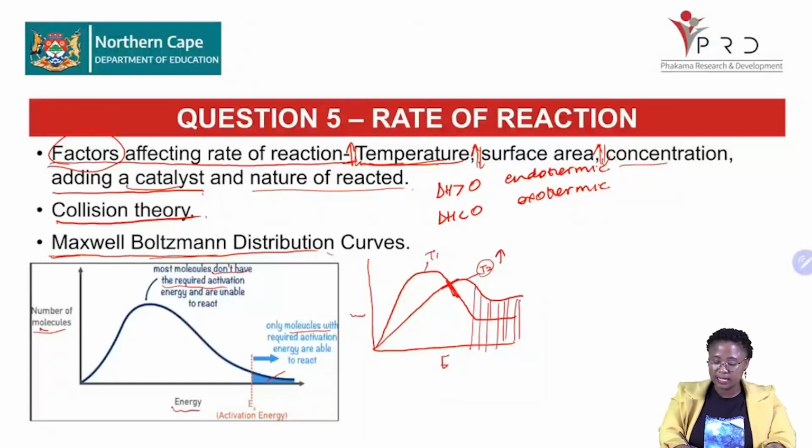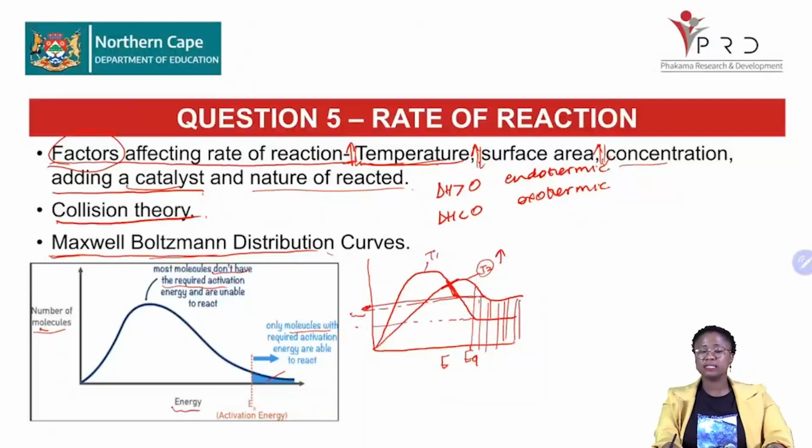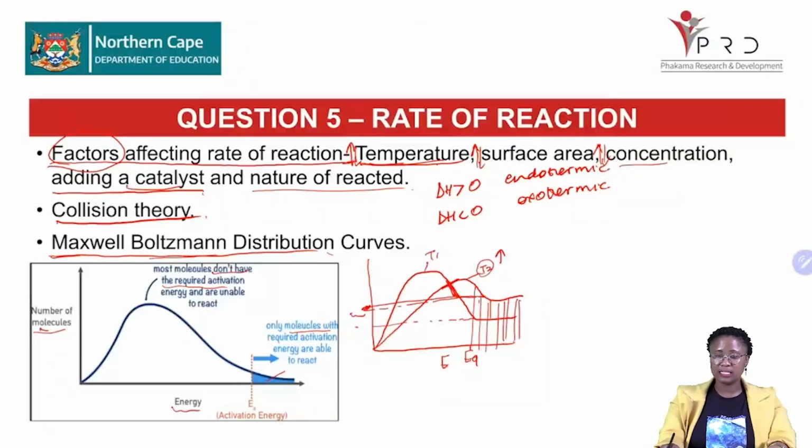To react. Remember, we are always looking at the shaded area. If you compare the shaded area here and the shaded area there, you can see the one with the highest number of particles will be T2. That will have enough particles that will be needed to do what? To react, and that will have effective collisions per unit time. That is the temperature graph.